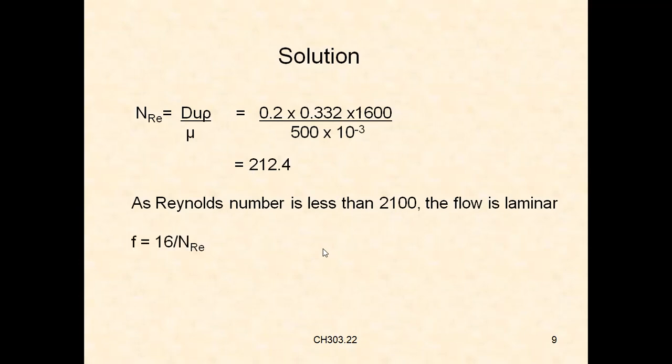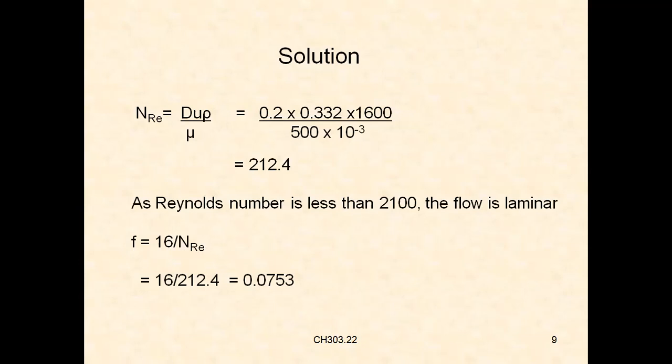So for laminar flow, we have the relationship between the friction factor and Reynolds number as f is equal to 16 by NRE. So 16 by 212.4, we get 0.0753. The friction factor value we got is 0.0753.